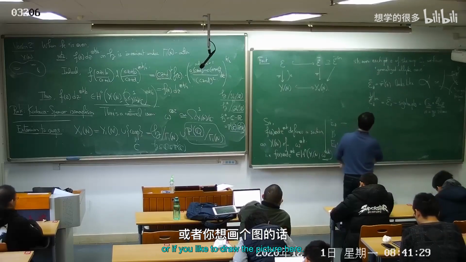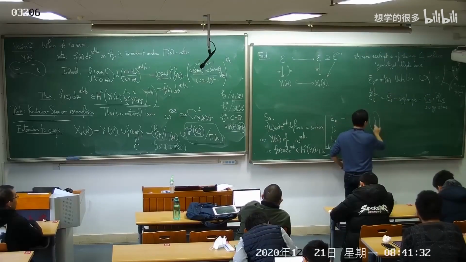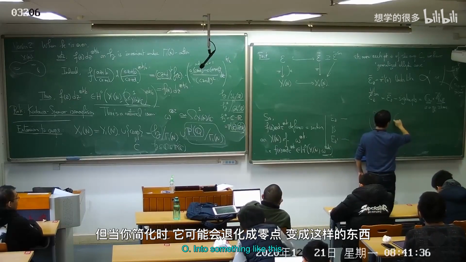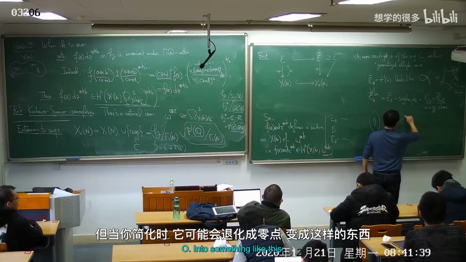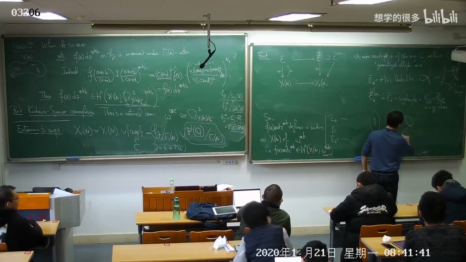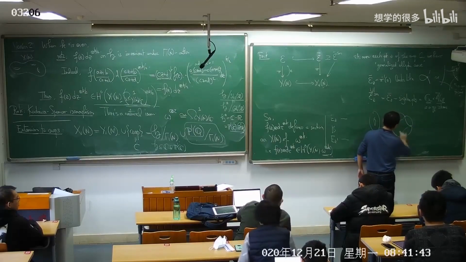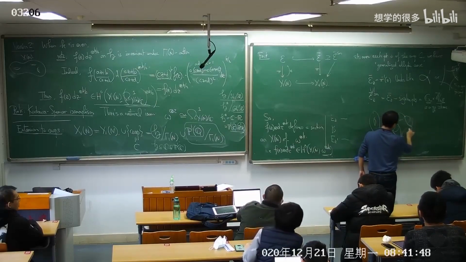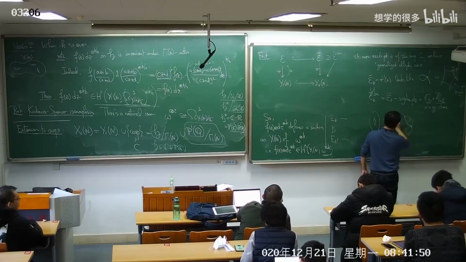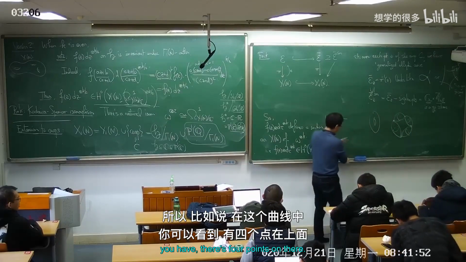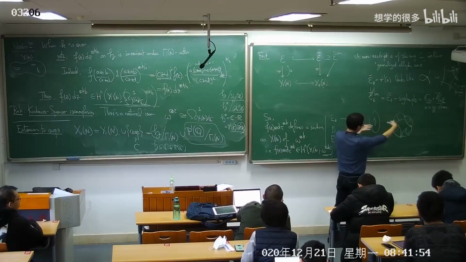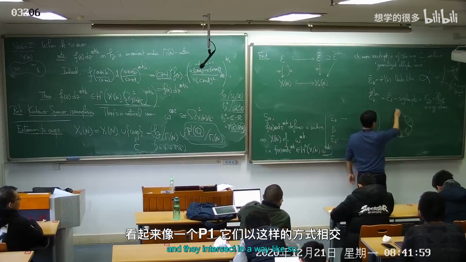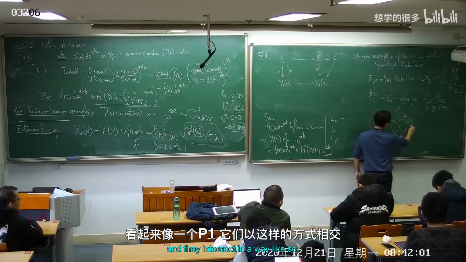Or if you like, to draw the picture here. So this is a curve. But when you degenerate, it may degenerate into something like this. Like so. Like you have this curve, you have somehow 4 points in there, and you dip them into 1 point. Each one of them looks like a P1, and they intersect in a way like so.